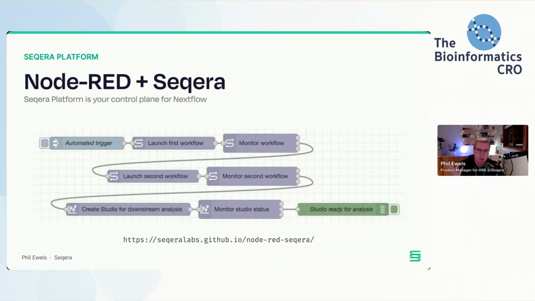So here it might be that when a file is added to an S3 bucket, it automatically triggers a workflow. And when that workflow finishes, it triggers a second workflow. And when that one is finished, it triggers the creation of an analysis studio, which you can then go in and do your downstream analysis and things like that. You can basically create any kind of automation. And this is all done via the APIs of Seqera Platform. And so when you abstract away all the complexity of actually configuring and launching and maintaining all the infrastructure, you can start to build some really cool solutions.